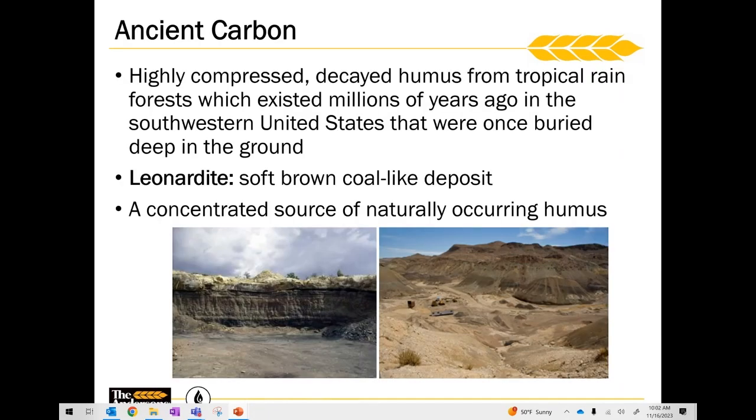So first starting out with ancient carbon. From the southwestern parts of the United States to Western Canada, there are deposits of oxidized coal. These pockets are a source of naturally occurring humus, which are highly compressed from the tropical rainforest. These are mined materials close to the soil surface, and materials high in humic are utilized as soil conditioners and a stabilizer for ion exchange.